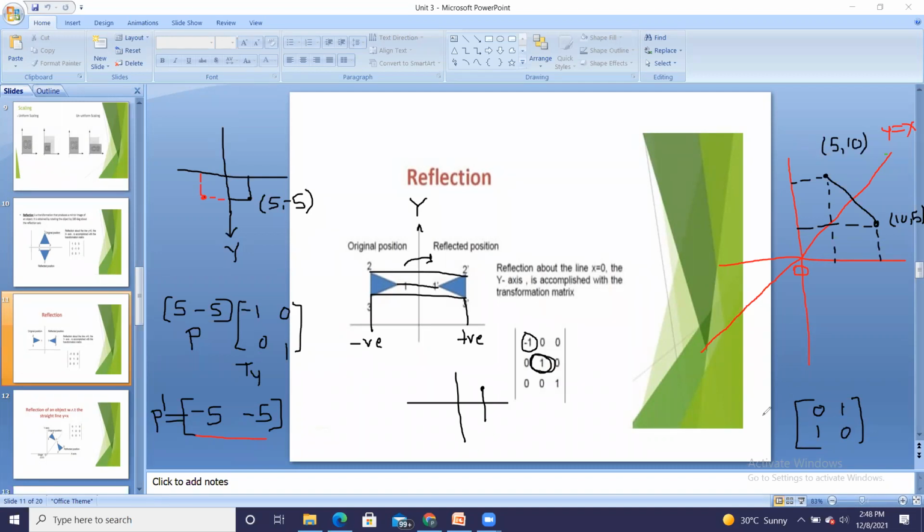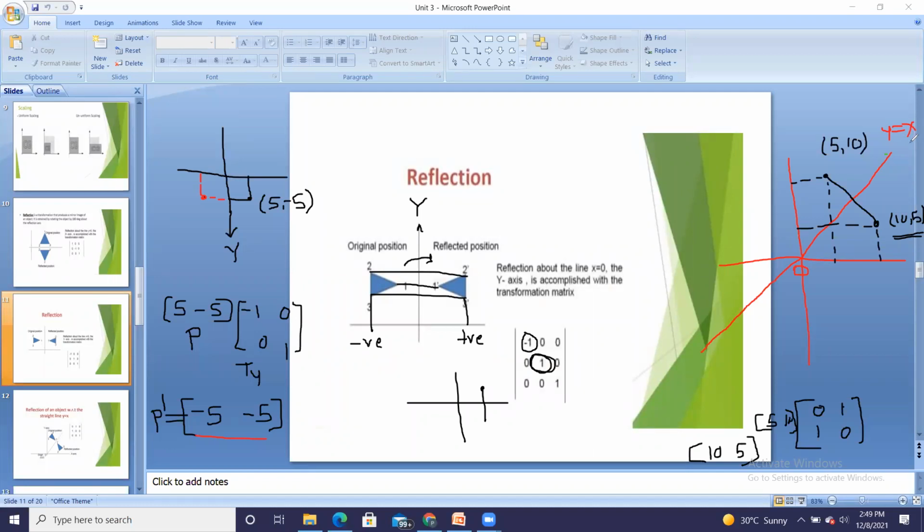So try it for 5, 10. When 5, 10 is multiplied with this T matrix, check the result. 5 into 0 plus 10, so the resultant will have 10 first. Then 5 into 1 plus 10 into 0, so the second point is 5. Ultimately I am going to get the resultant as 10, 5. So this is the T matrix for reflection along y equal to x.